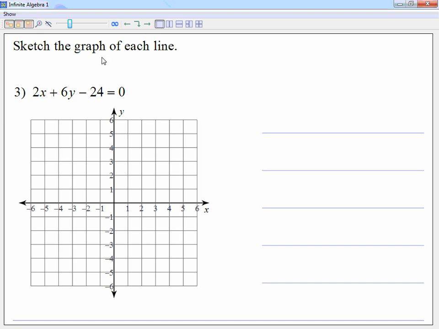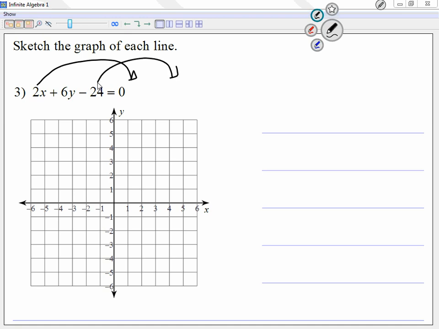Looking at question number 3, I want the y on the left, which I already do. So let me move the 2x and let me move the negative 24 to the right. I'm going to switch the signs. So I have 6y is equal to negative 2x plus 24. Make sure the 2x and the 24, once I move them, I change the signs on each. Let me divide everything by 6.